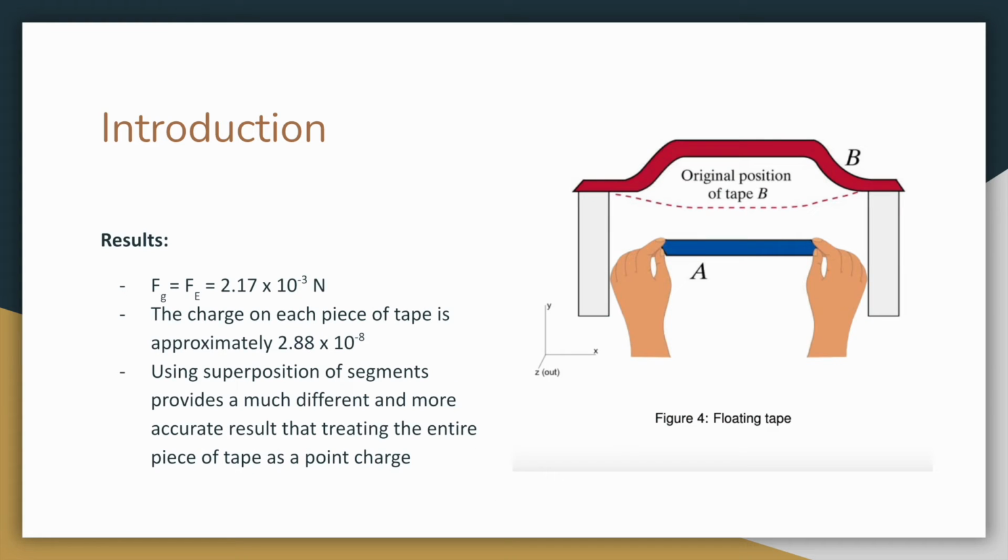With regards to the results, I found that the force of gravity should be equal to the electric force, which is about 2.17 times 10 to the negative 3 newtons. The charge on each piece of tape is approximately 2.88 times 10 to the negative 8th coulombs using this model, and using superposition of segments provides a much different and more accurate result than treating the entire piece of tape as a point charge.